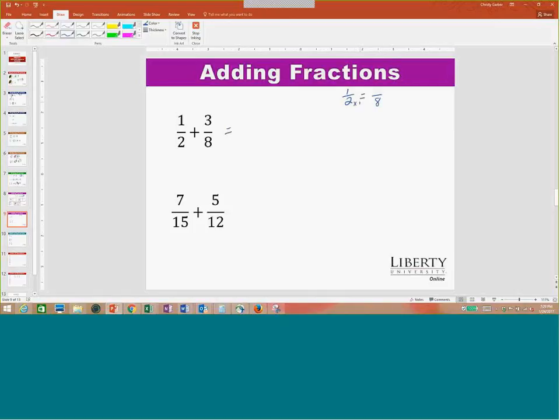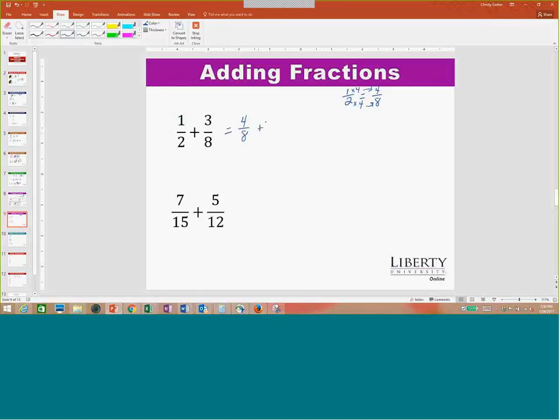Well, 2 times 4 will give me 8. And so multiply the denominator by 4. I also have to multiply the numerator by 4 to give me the new fraction 4/8. So 1/2 is the same as 4/8.